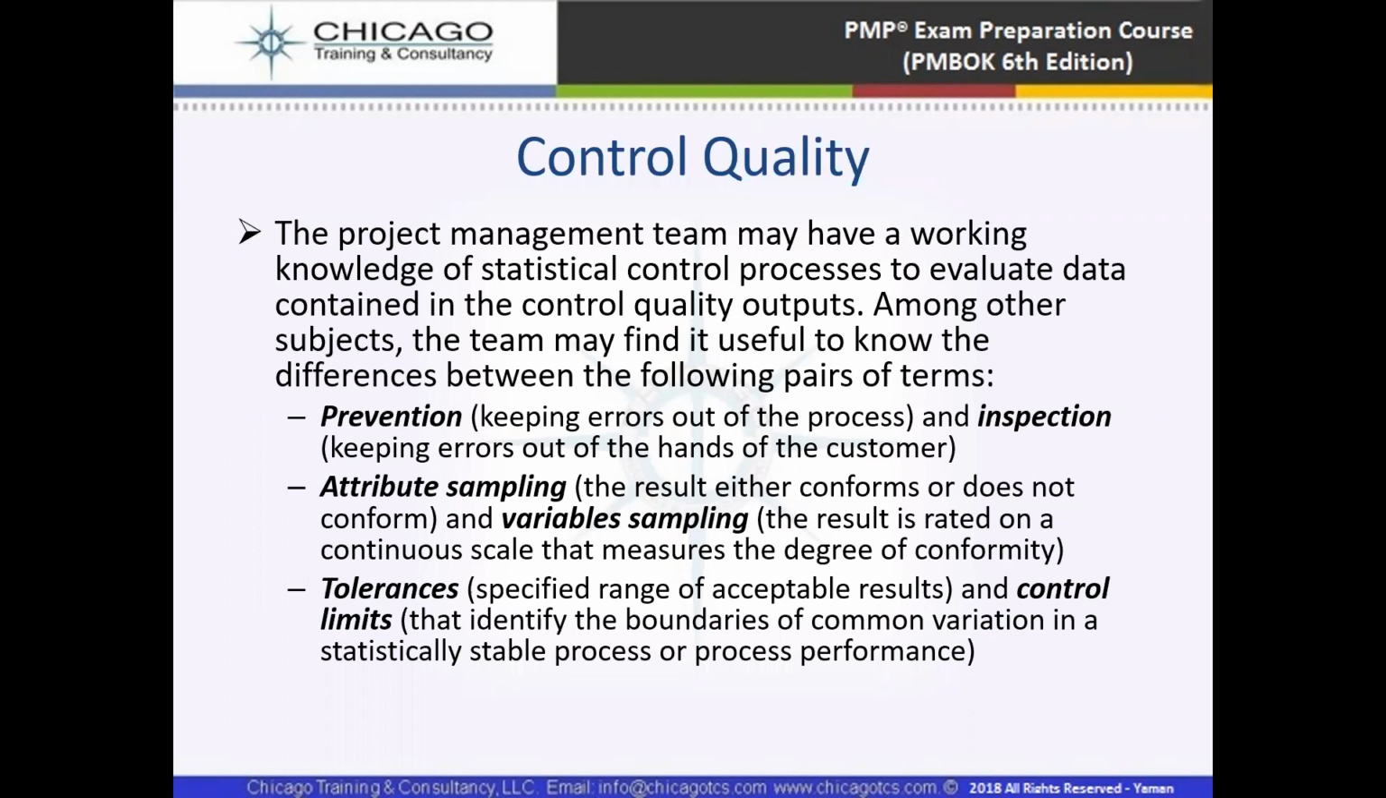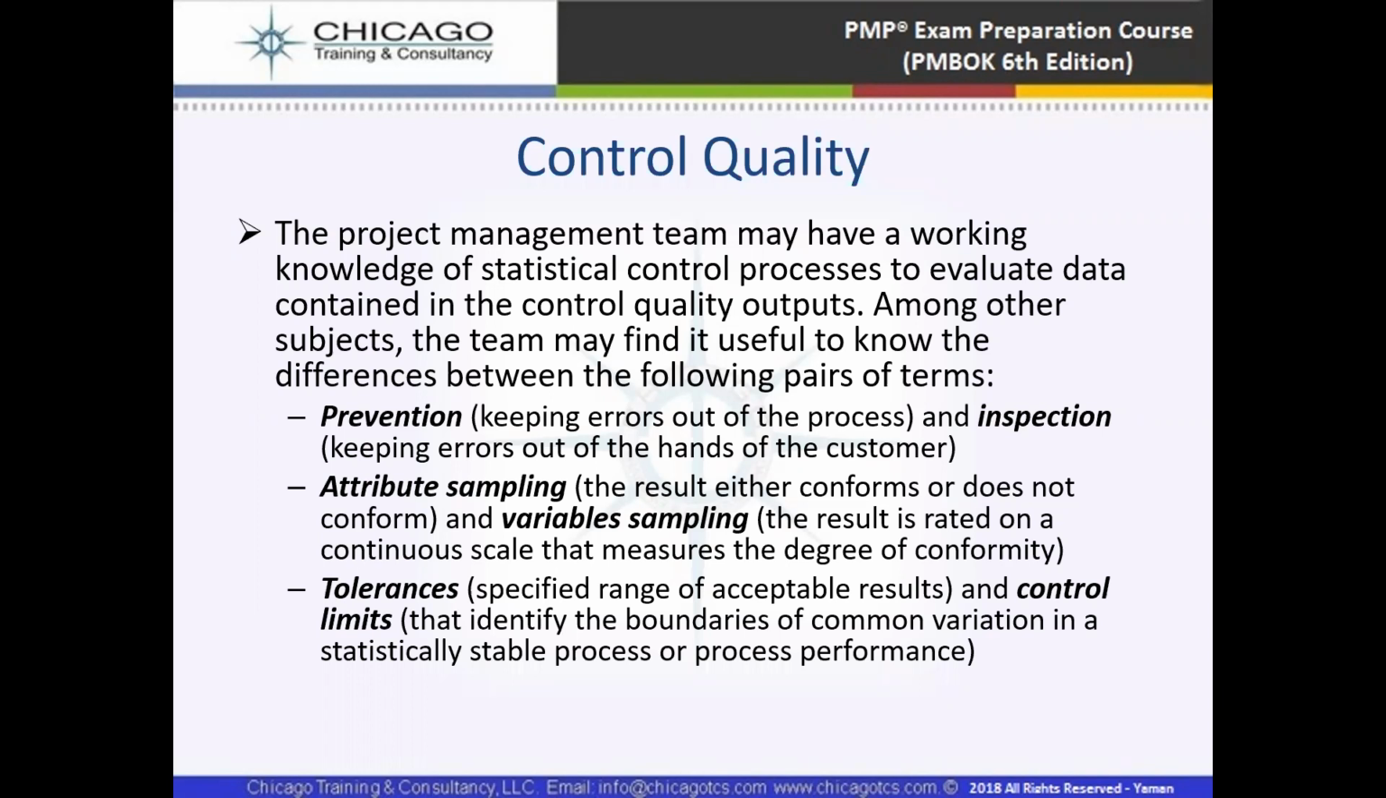It means in attribute sampling, it will just say that the results conform or do not conform. And in variable sampling, the result is rated on a continuous scale that measures the degree. It means variable sampling will show us the measure. It will measure the degree of conformity, that is, how much percent of the sample conforms. And then there are tolerances.